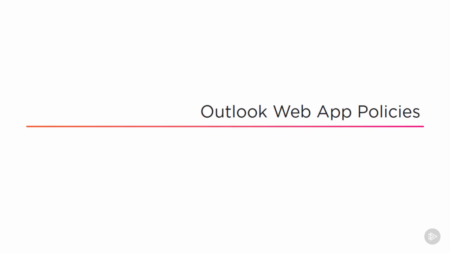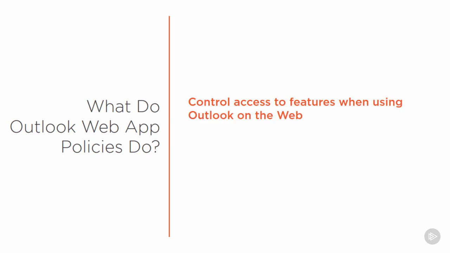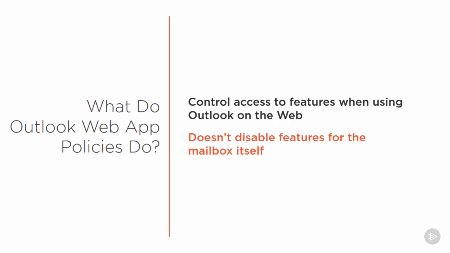So let's start with the Outlook Web App Policies first. What do these policies do? Well, they simply control access to features that users can get to when they're using Outlook on the web. It's important to understand that all you're doing is disabling those features or access to those features in Outlook on the web. You're not actually disabling the feature in its entirety on the mailbox itself.